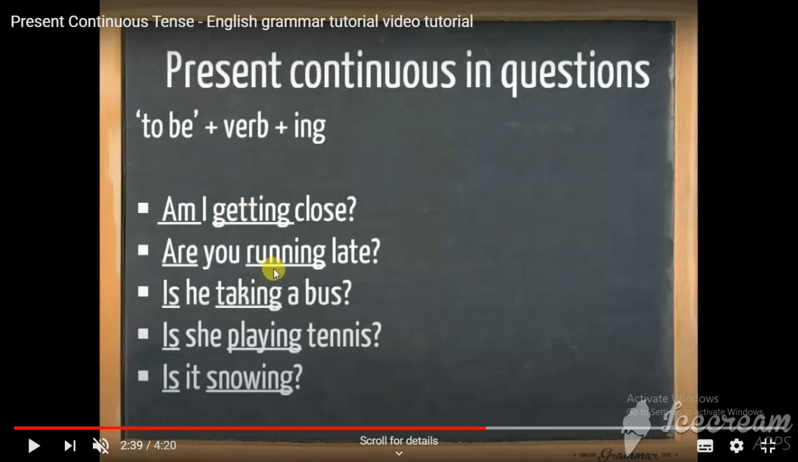Are you running late? The verb to be at the beginning of the question, then the subject and verb ing. We don't make any changes, we only put the verb to be at the beginning of the question. Is she taking a bus? Is she playing tennis? Is it snowing? The verb to be at the beginning of the question, subject, then the verb ing.